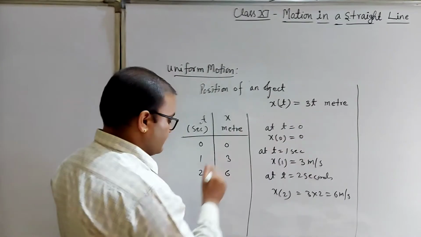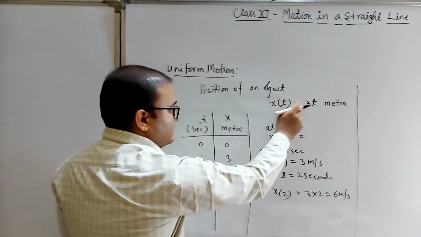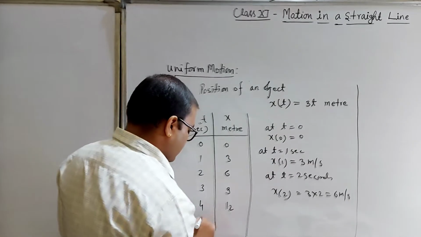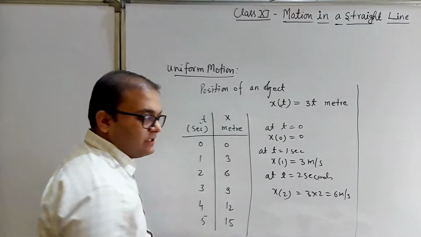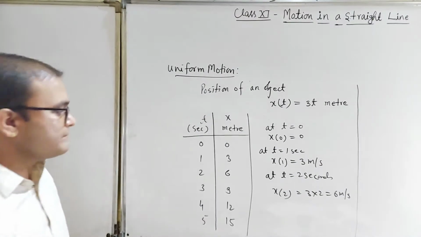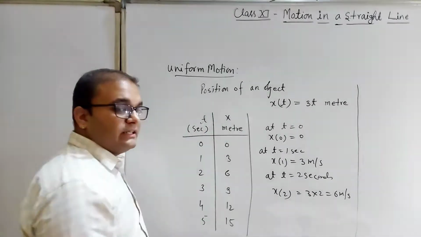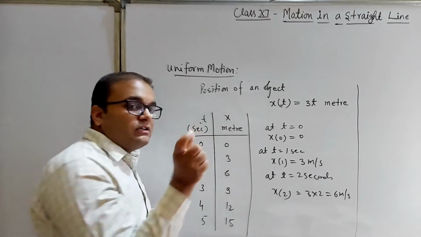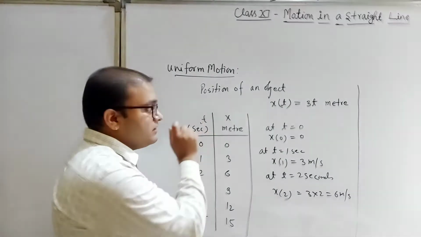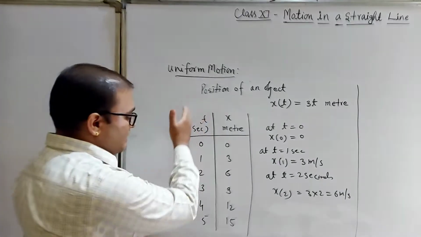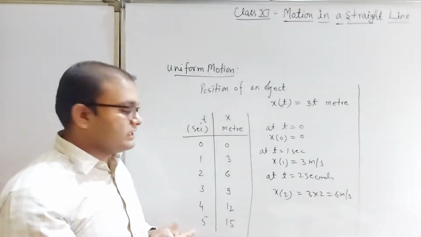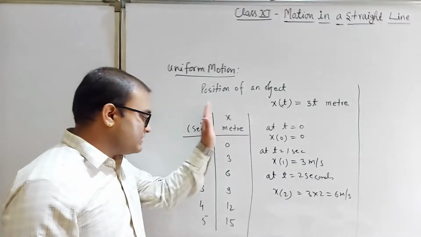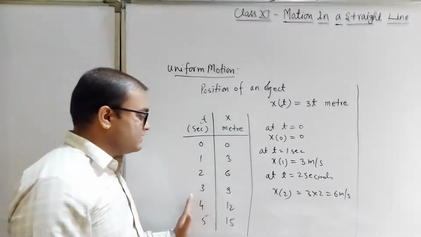From here you can check, at t equal to 3, x will be 9, at t equal to 4, x will be 12, and at t equal to 5, x will be 15 meter. Okay, so here x is depending on time. X is depending on time, meaning we have only one choice. We have the choice of time, but position x is changing according to this time.